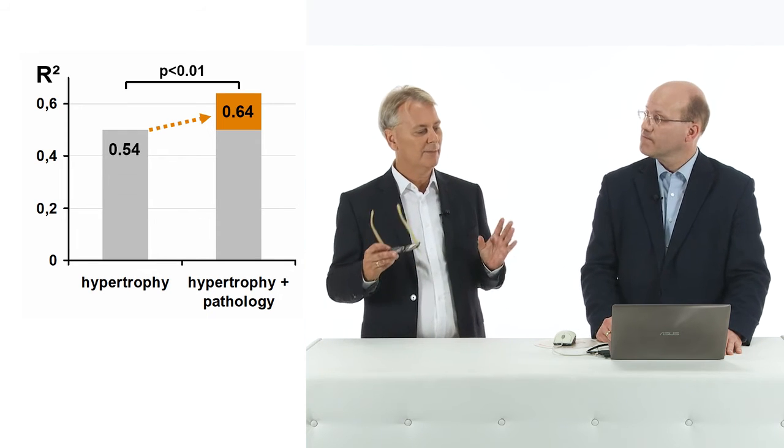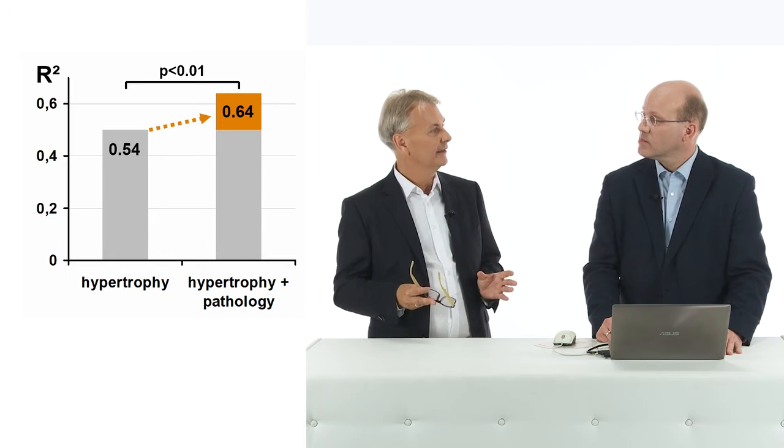Just as a question for my better understanding, so basically if you have an athlete, he does not have a pathology, he has a physiologic form of hypertrophy, his strain would also be reduced? Yes, you will most likely see a reduced strain in this athlete as well, yes.